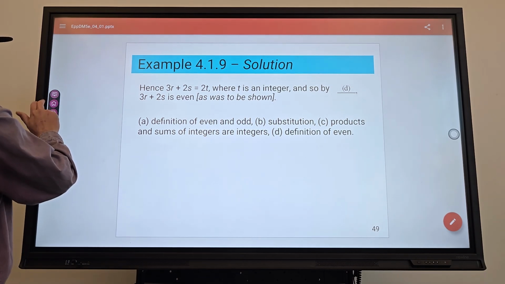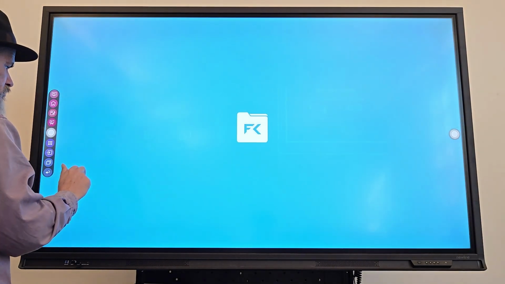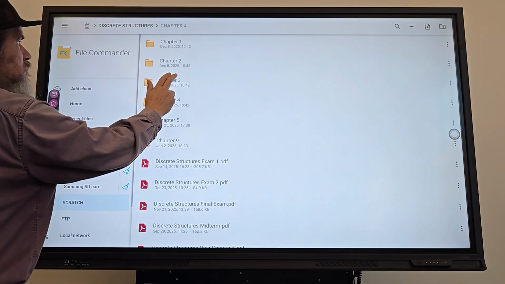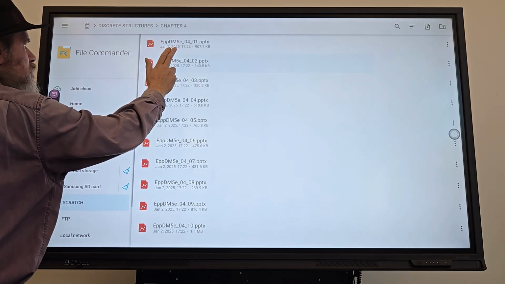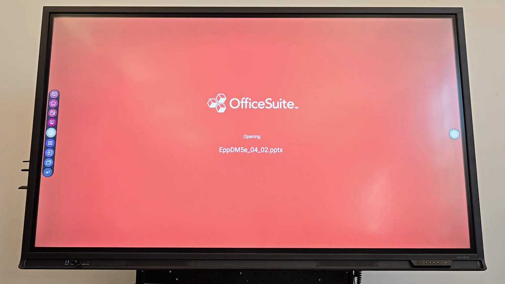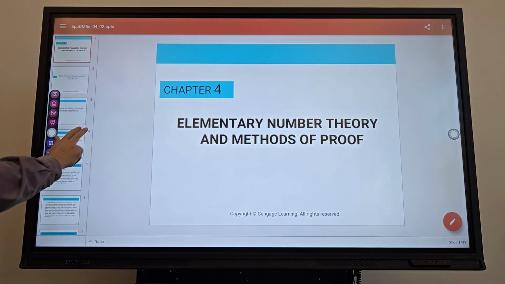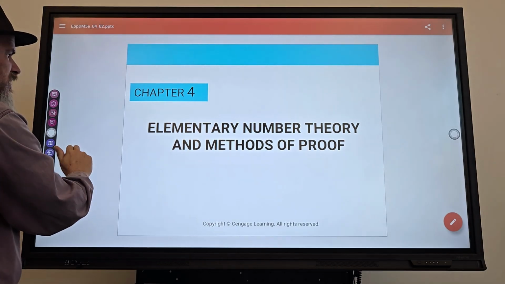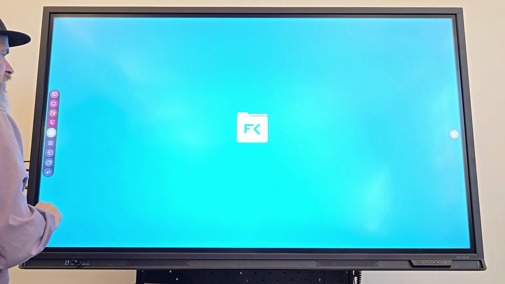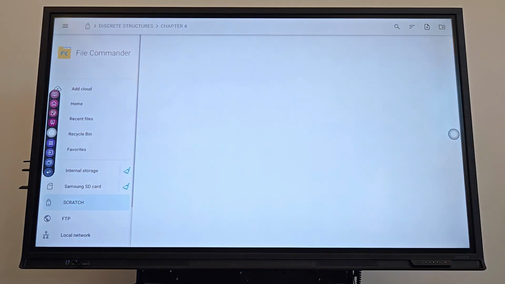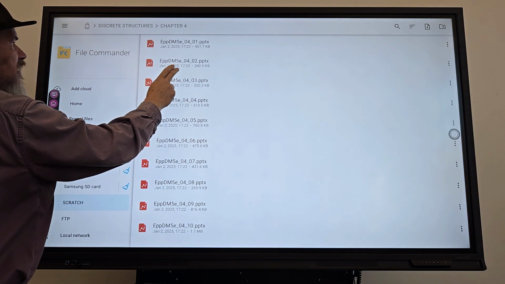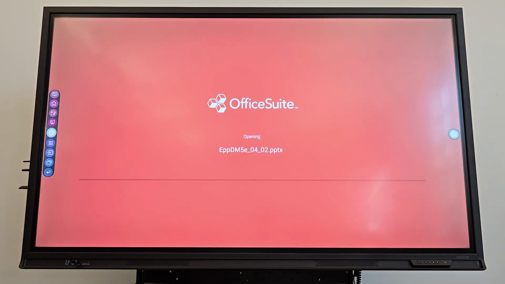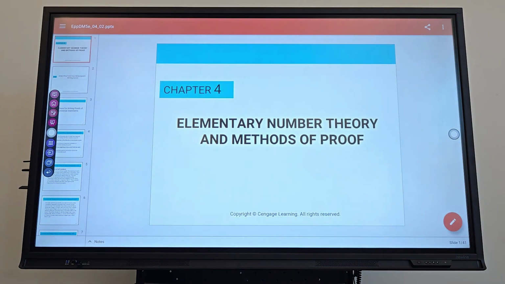Yeah. We'll jump right into the second section. More methods of proof. Oh, come on now. Why are you being like this? Alright.